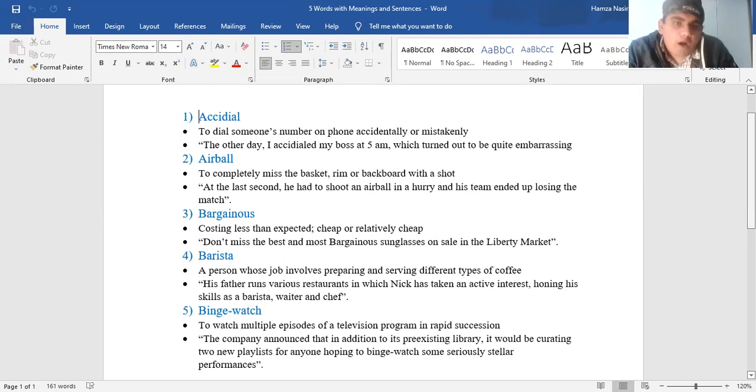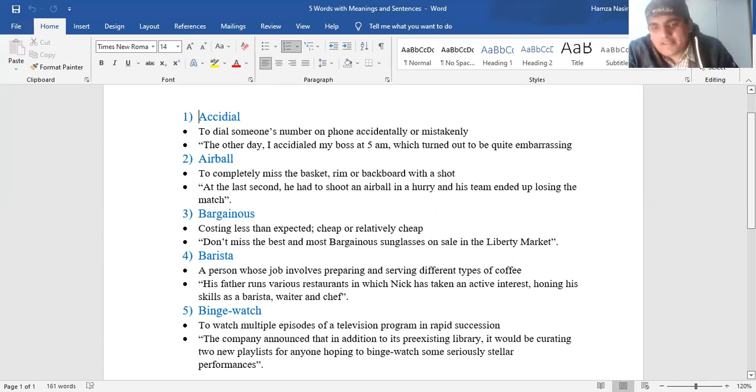Number 3, bargainous. B-A-R-G-A-I-N-O-U-S, bargainous. So bargainous basically means something that is cheap or relatively cheap, something that costs less than your expectations. Okay? For example, don't miss the best and most bargainous sunglasses on sale in the Liberty Market. That is bargainous for us.